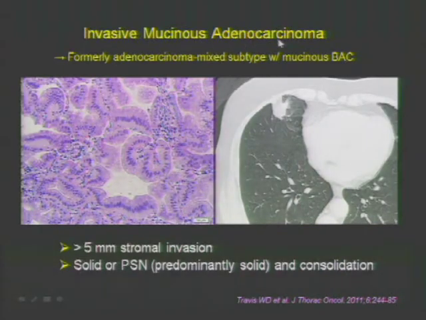Invasive mucinous adenocarcinoma is the former adenocarcinoma mixed type with mucinous BAC component. These lesions also have a lipidic pattern, but the atypical cells are with abundant intracytoplasmic mucin, as you can see here. And on CT, they tend to be solid or predominantly solid and also may present as an area of consolidation.